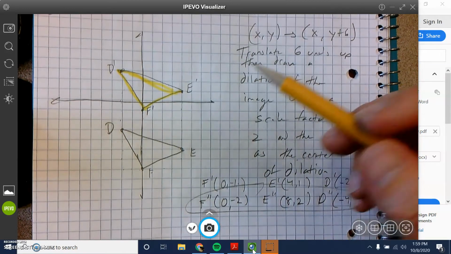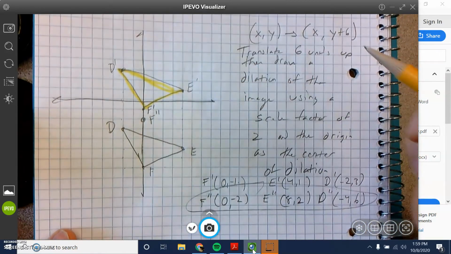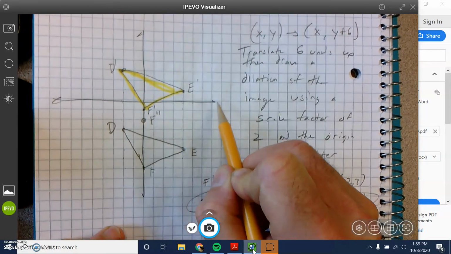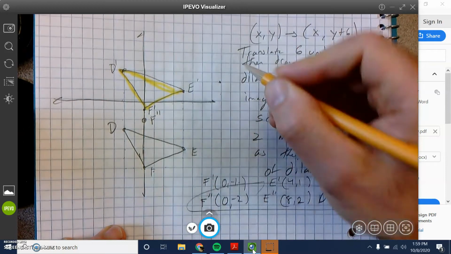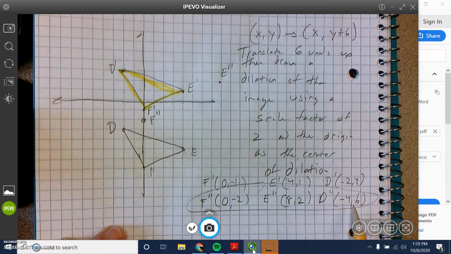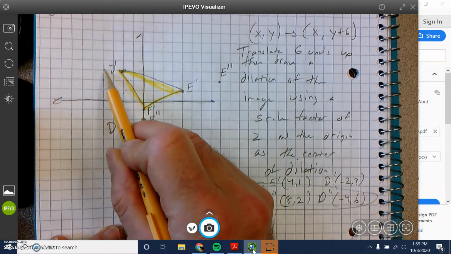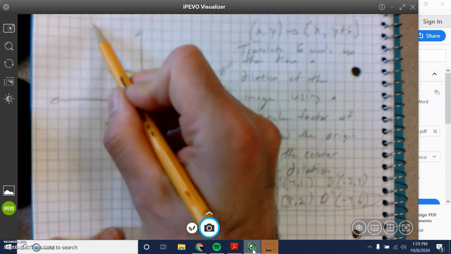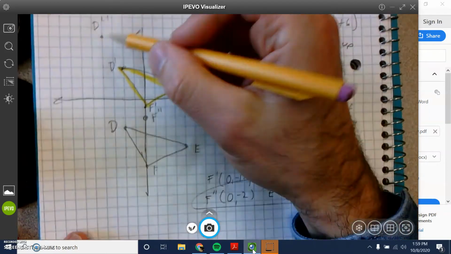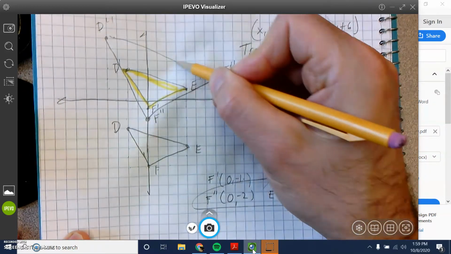So 0, -2 is F double prime. 8, 2, 1, 2, 3, 4, 5, 6, 7, 8, 1, 2, E double prime. And then D double prime is -4, 6, 1, 2, 3, 4, 1, 2, 3, 4, 5, 6, D double prime. Connect the dots.